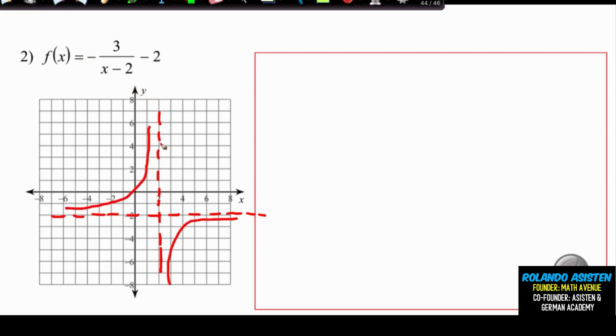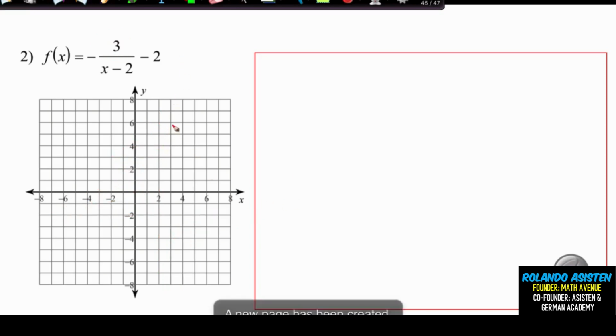Because of that, the graph would be reflected, and the effect of that reflection would be the graph would be somewhere here. And then notice that because there's a 3 here, instead of the graph being close to the asymptote like that, it would be a little bit farther away. So that's our estimate. The graph would be somewhere here, and the graph would be somewhere here. And let's verify that.